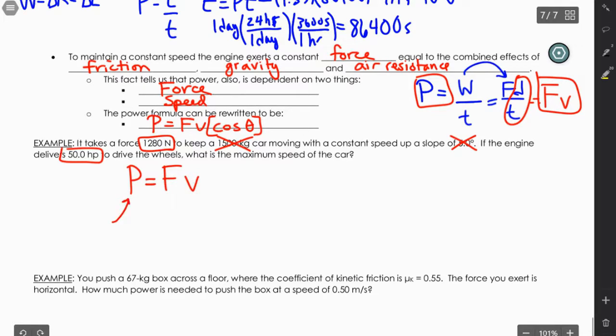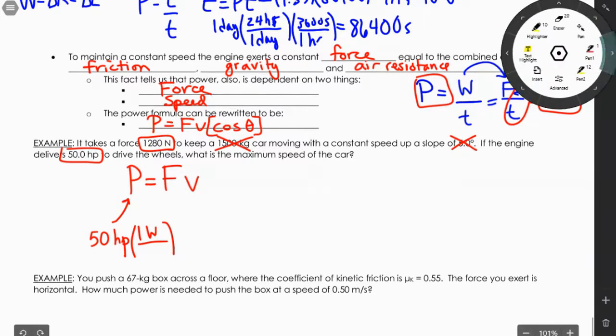But one thing we have to do before we can plug in is, it tells us that it takes 50 horsepower. Okay, we need this in watts. So 1 horsepower is 746 watts, which tells me that 50 horsepower is 37,300 watts.